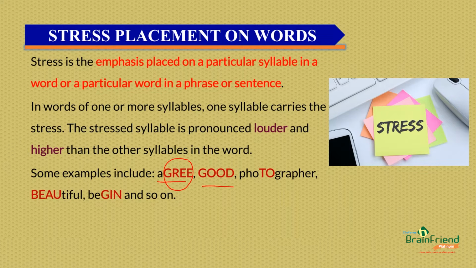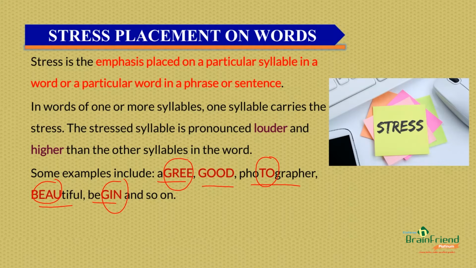Next, we have good, which is just made up of 1 syllable. The next one we have is photographer. The stress is on toe. Also, we have beautiful. The stress is on beau. And lastly, we have begin. The stress is on gin.